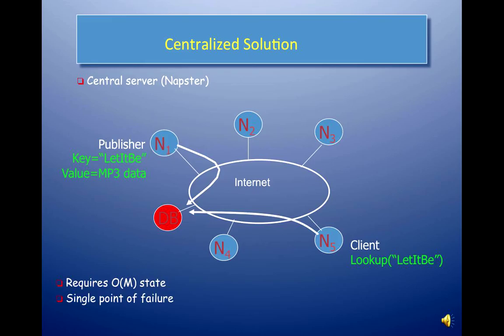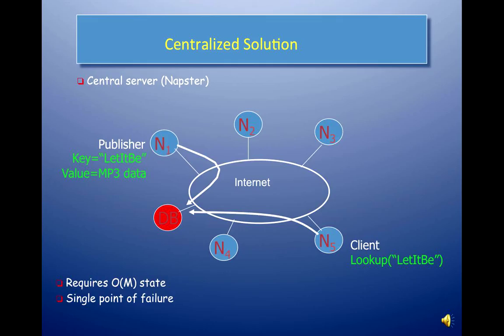In the central server system, node N1 will go and insert a record in the database saying, hey, I have MP3 data with the key "let it be", and here is my IP address. Now if any other node, say N5, wants to find it, it queries the database saying, give me the IP address of the node with the key "let it be". And now the database replies back saying, N1 is a node with IP address so and so.